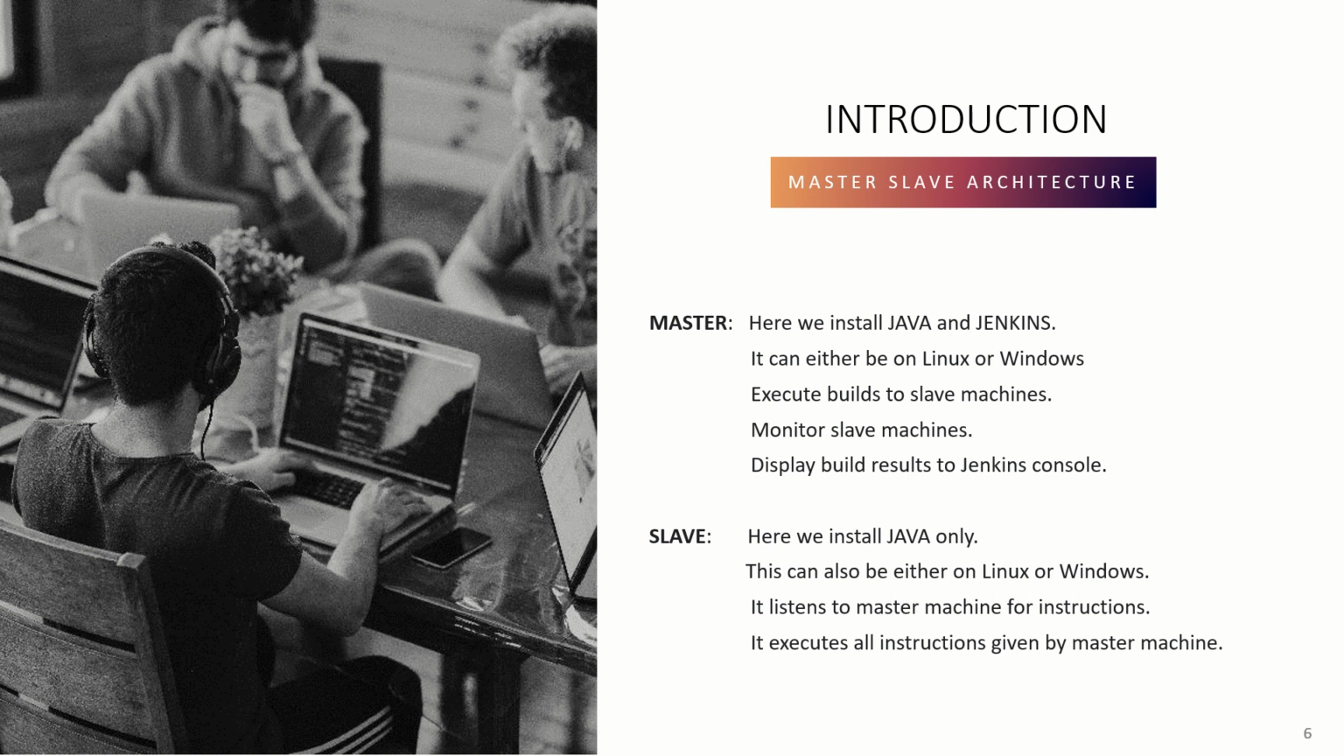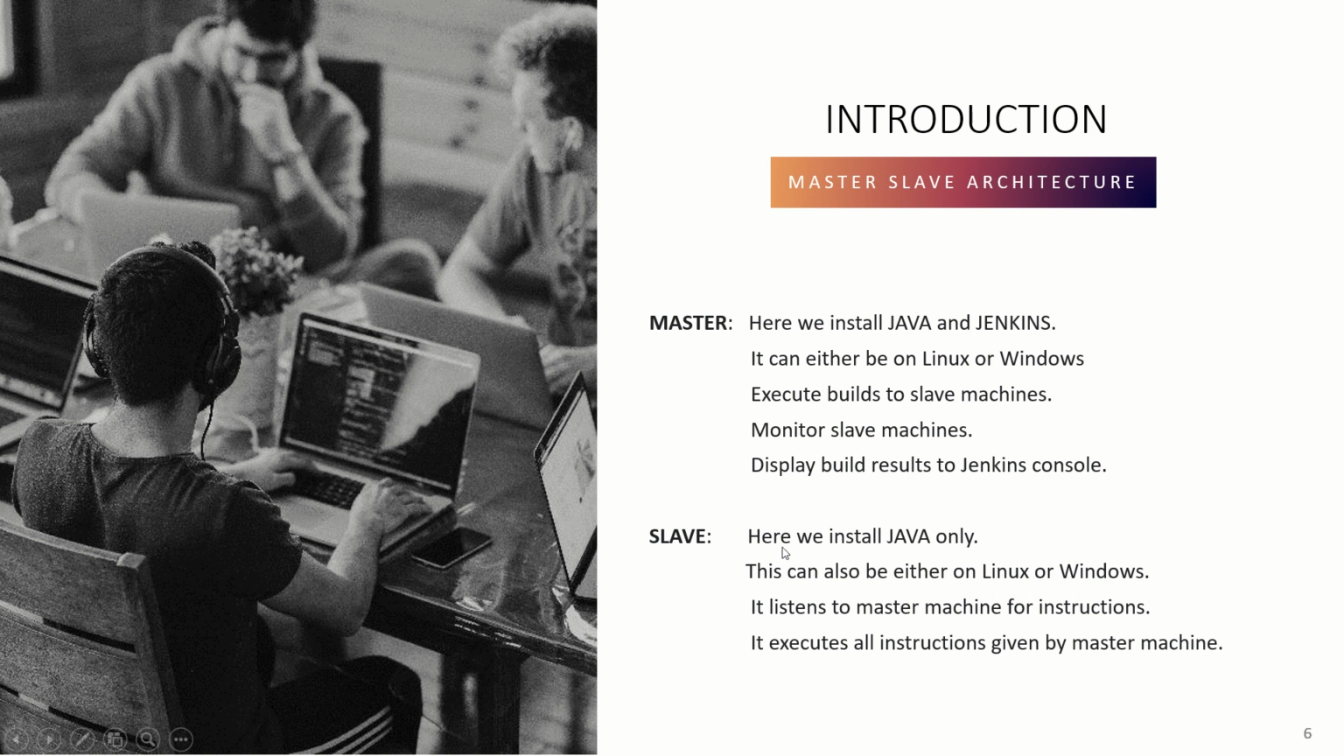On master, we'll install Java and Jenkins, and master can be either a Linux or a Windows machine. It executes builds on the slave machine. It will not execute anything on itself; it will monitor your slave machine, and it will also display build results in the Jenkins console. And what is slave? In both cases we are using Linux as the machine, or you can say virtual machine. So master will be installed on Linux and the slave will also be a Linux machine.